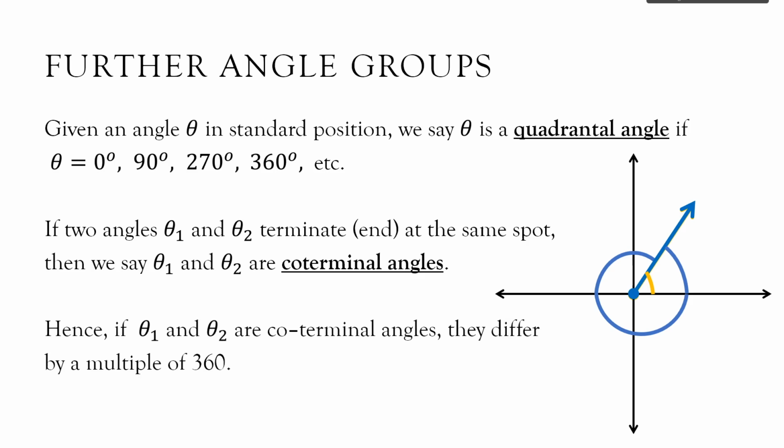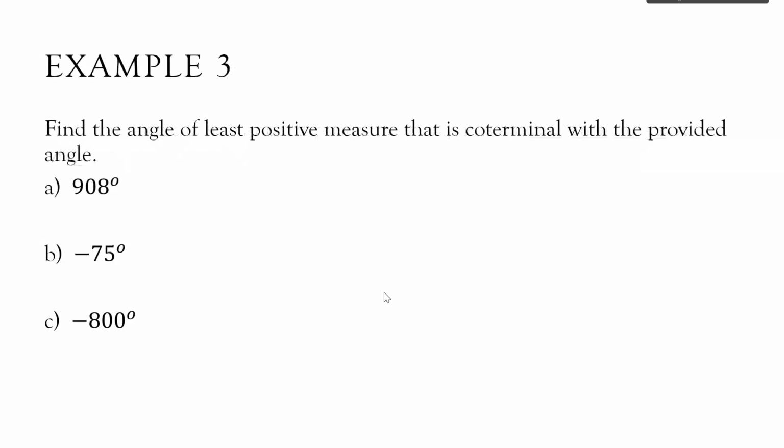This also tells us that if theta 1 and theta 2 are coterminal, then they differ by a multiple of 360. So if I use this example that I had here, I could turn around a whole 360 again, and then I still have a coterminal angle, and I can do it as many times as I want. So let's move from here. What else do we have?